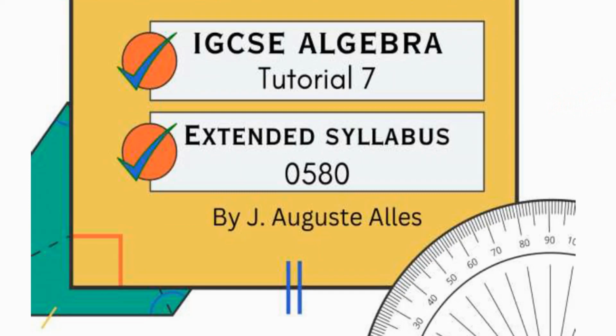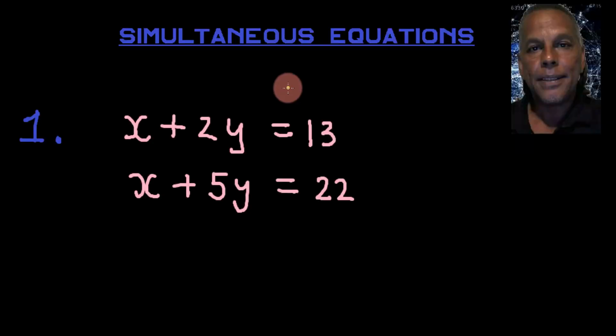So let's get started. We can solve simultaneous equations by one of two methods, elimination and substitution. We're going to stick to one method, namely elimination, because I believe that it's the quickest way to solve simultaneous equations. So we have to solve these simultaneous equations. In other words, we need to find the values of x and y that will make both equations true.